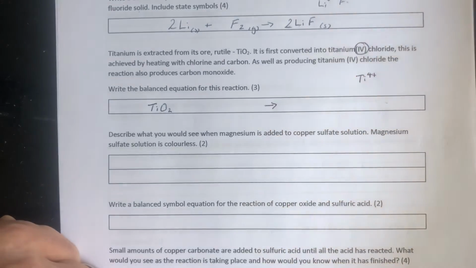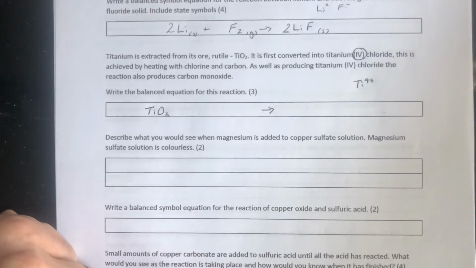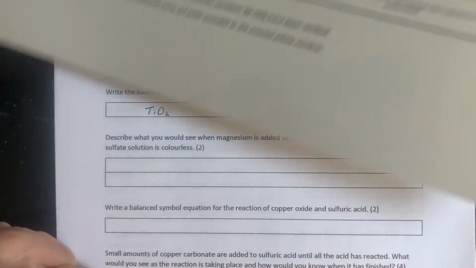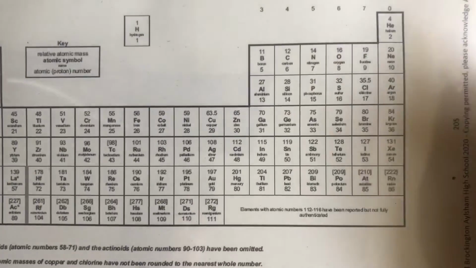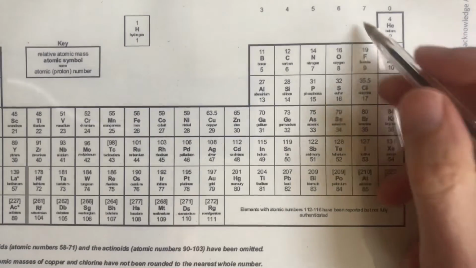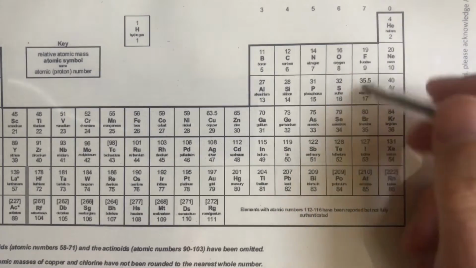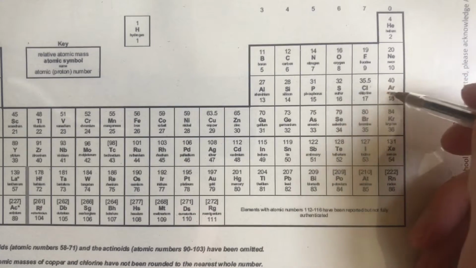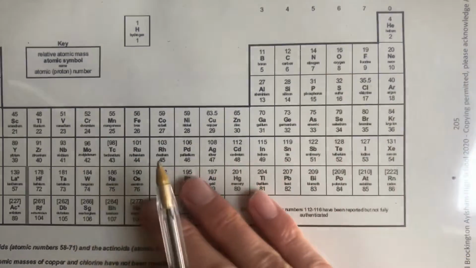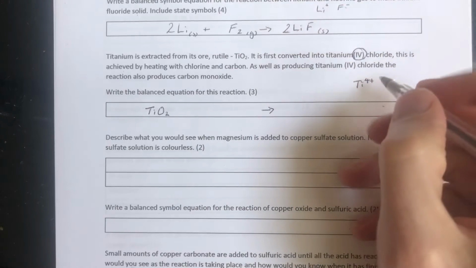Now we need to know the charge on the chloride ion. If you don't know that, the periodic table tells you. It just needs you to know how to read the periodic table. So chlorine is here in group 7. If it's in group 7, it's got 7 electrons on its outer shell. So when it forms ions, it only wants to gain 1 electron to fill its outer shell. So it's gaining 1 negative charge, so it's Cl minus.